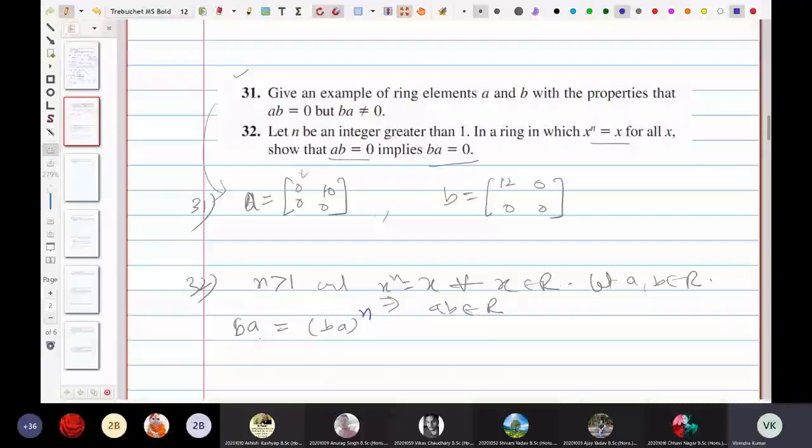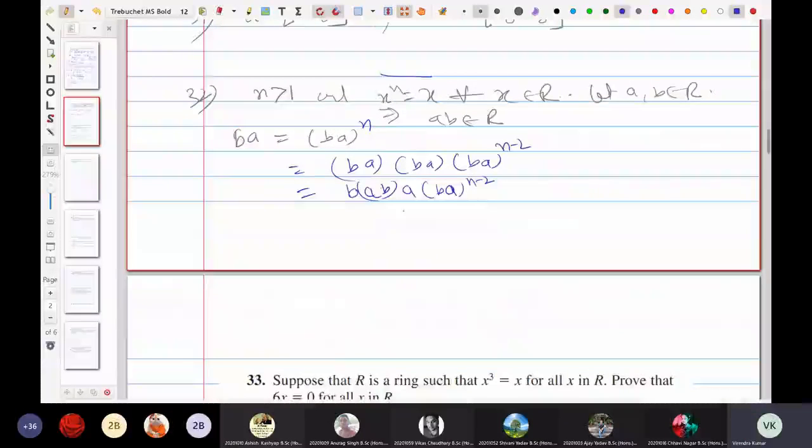So BA equals (BA) to the power n, by supposition. We can write it as B(AB)A and then (BA) to the power n minus 2. Then you see AB is 0. So if it is 0, then this is going to be 0. Fine. So this proves the result.